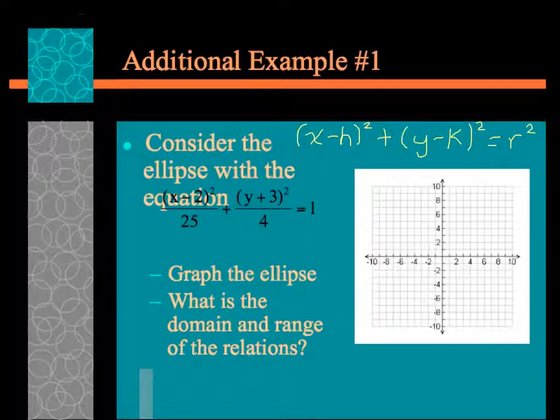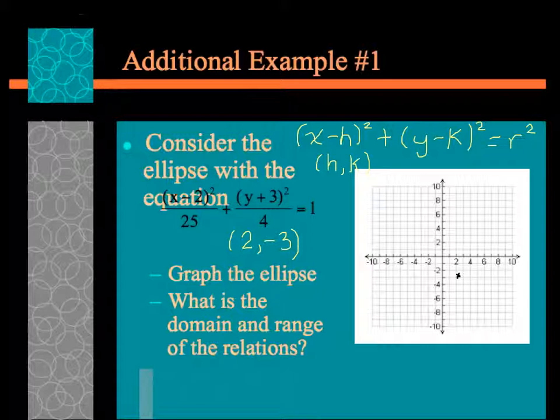And we know that in a circle, h and k are the x and y coordinates of the center of that circle. The same will be true here with an ellipse. H, which in this case would be 2, and k, which in this case would be negative 3, remember it's just the opposite of what you see in the equation, will be the center of this ellipse. So I'm going to start by plotting the center point, 2, negative 3. So there's the center of my ellipse.